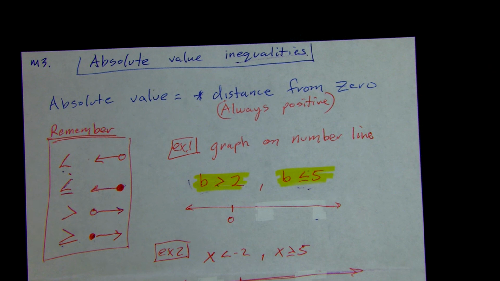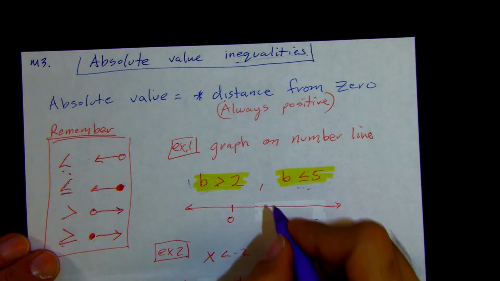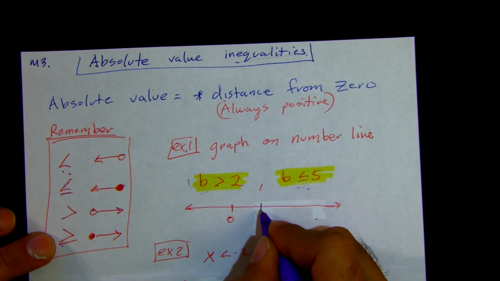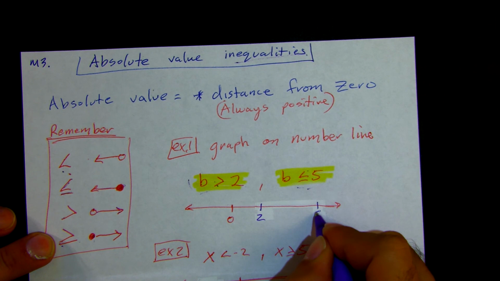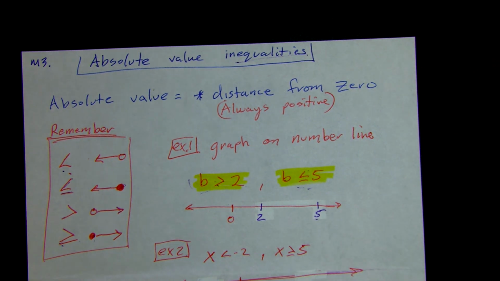So if we're graphing this on a number line, the first step that I do is put the numbers that are interesting to me on the number line. So go ahead and add your numbers, 2 and 5. And then, since videos are on, this is open dot. This is closed dot. Open dot, closed dot.